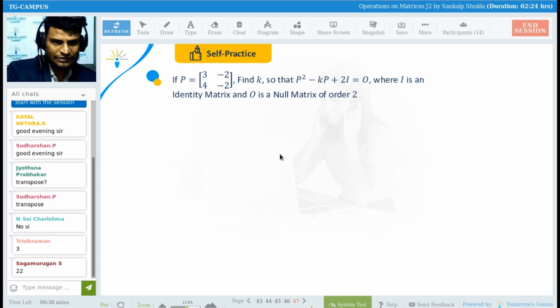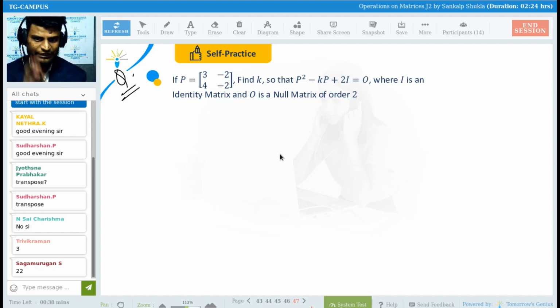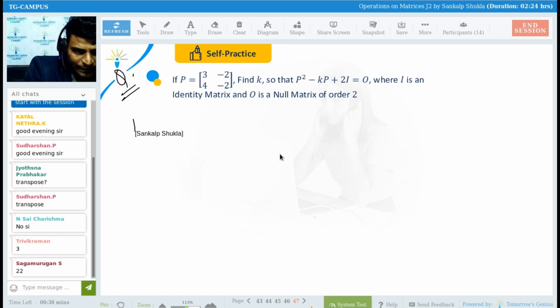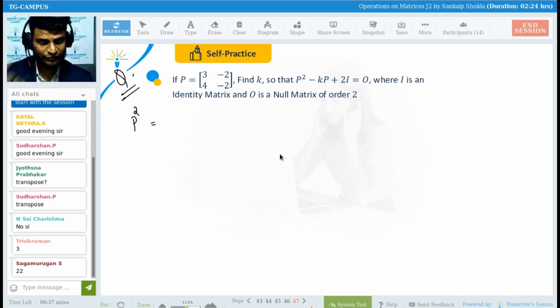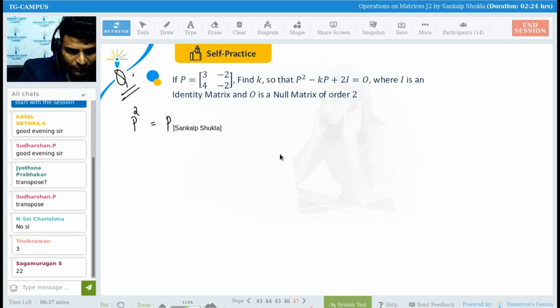Okay. So now this question I'm giving to you, and you have to find this. This is also very important for CBSE. If P matrix is 3 minus 2, 4 minus 2, find K so that P square minus KP plus 2I is equal to 0, where I is an identity matrix and O is a null matrix of order 2. O is a null matrix means it is 0 only. So you have to find P square first. P matrix is already given to you. That will be P into P.